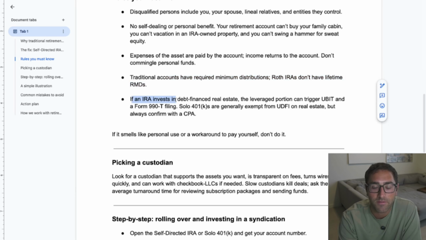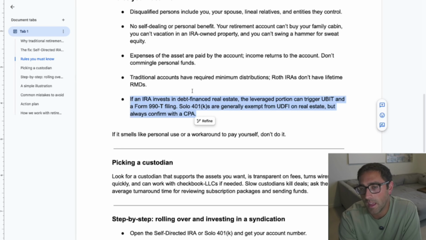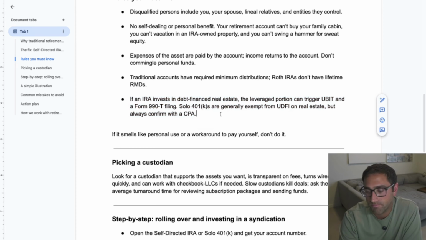If an IRA invests in debt-financed real estate, the leverage portion can trigger UBIT and a tax form. 401ks are generally exempt from this. I've never heard of any of this kind of stuff. This was just something that I found online, but we haven't really had that issue because typically you're going to be investing into a fund. And when you invest into a fund, then all of that kind of stuff gets erased. You're kind of like investing into private equity. It's not really considered real estate per se, because you're owning a piece of a business that owns the real estate, if that makes sense. So if it smells like personal use or workaround, don't do it.